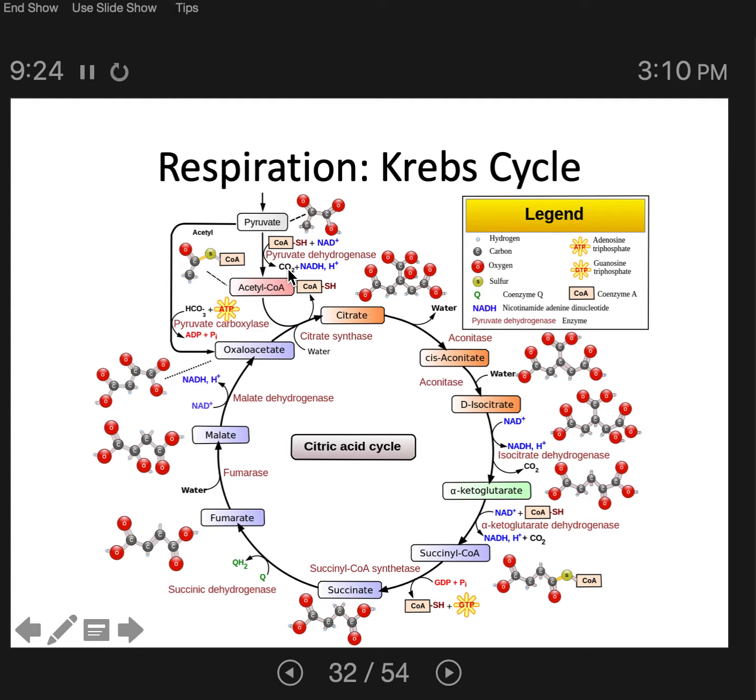Here you see carbon dioxide leaves, and you see that that's coupled with this electron carrier getting loaded up with high energy electrons. So NAD plus strips some electrons, becomes NADH. And those high energy electrons are going to go towards generating ATP in the electron transport chain.